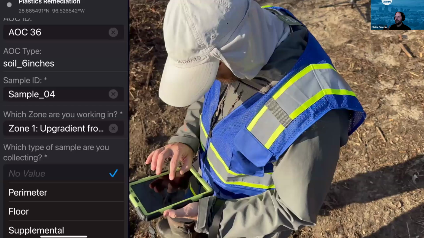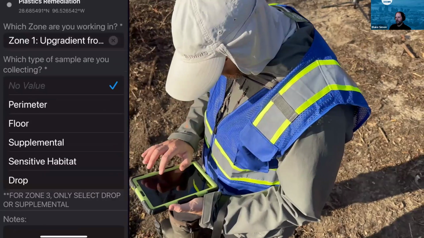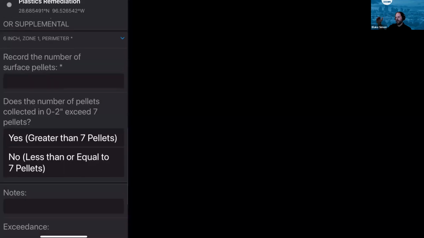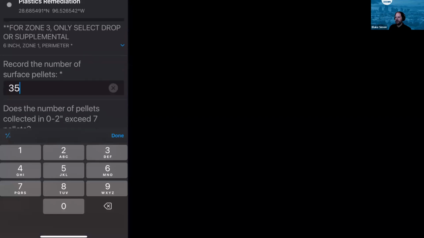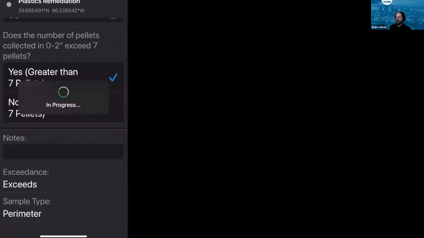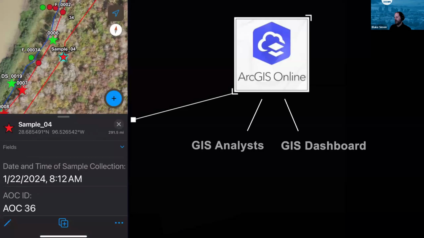So you see choosing the zone right now, the type of sample, and based on these selections, the further options that pop up are only related to those previous groups of questions. So this data will be sent exactly to the place it needs to be. And when this yes/no question is selected, you can see that the exceedance field is auto-calculated. All this is being run in Field Maps through some custom coding in a language called Arcade, which is an Esri-specific scripting language. That is then updated to ArcGIS Online, and it gets shared to a GIS dashboard and also to the GIS analyst in the group. So everybody sees everything in real time as soon as it's taken.